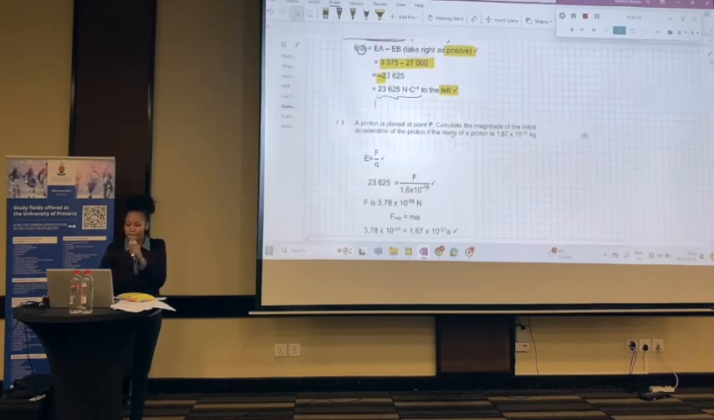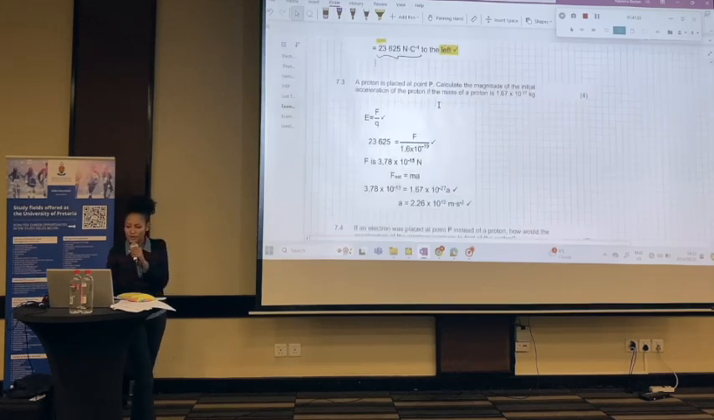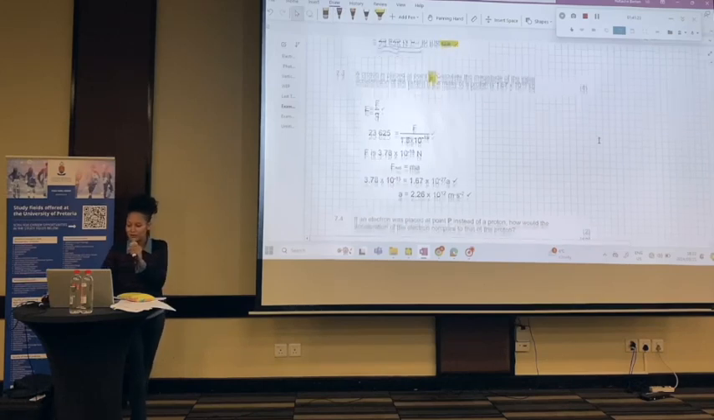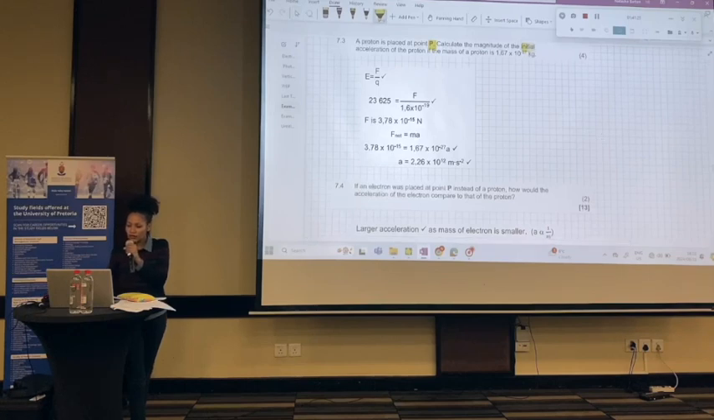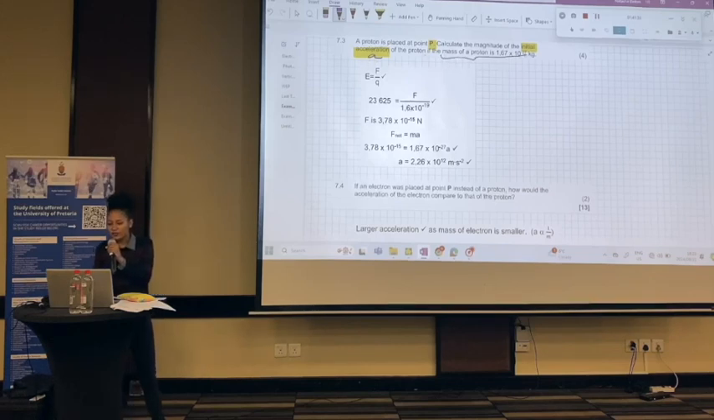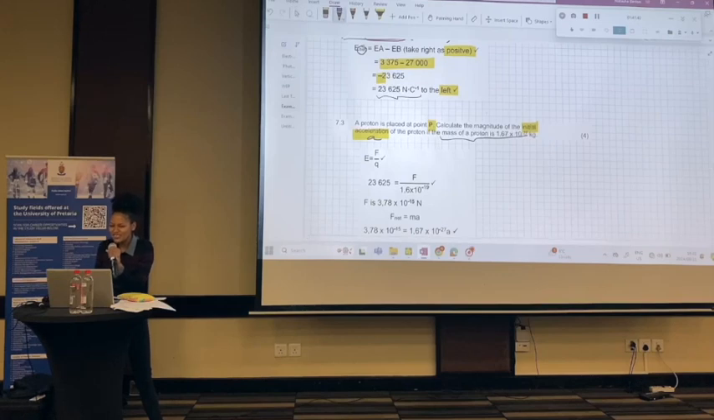Now the last question said a proton is placed at point P. No, it's not the last question. It's going to be the last question for us. Calculate the magnitude of the initial acceleration of the proton if the mass of the proton is this amount. Guys, first mistake you made: what I just said about these formulae is that they are scalar formulae. If you also chose right to be positive, you got a negative answer.